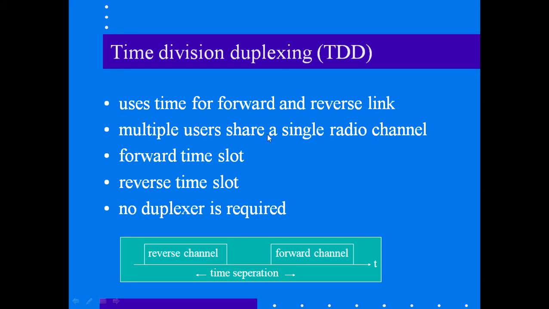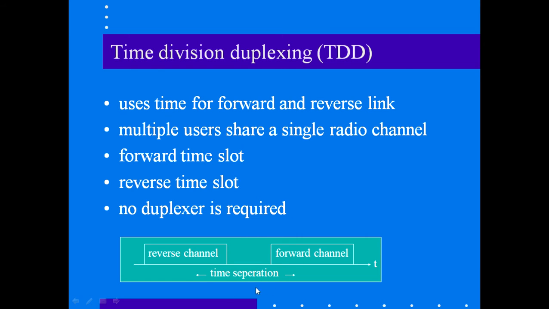So the multiple users share a single radio channel, which is similar to the FDD. Here we have two time slots, one for forward and the other for reverse. When compared to FDD, there is no need for the duplexer in this TDD.